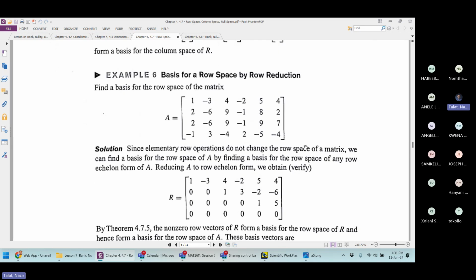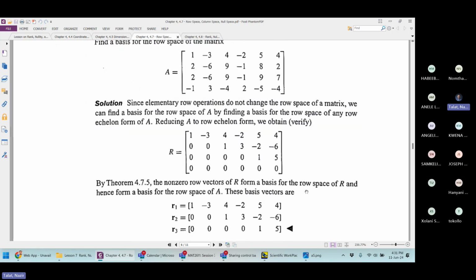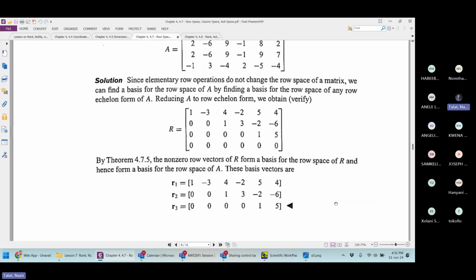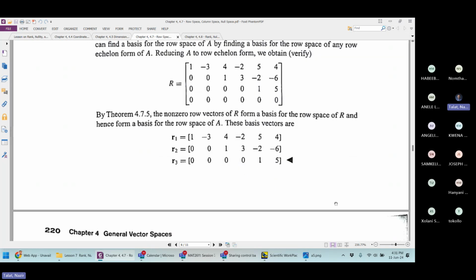Here you can apply the elementary row operation, and you can see that if the first three rows are non-zero, then these three rows are the basis of the row space. The dimension of the row space is called the rank, that is, the number of non-zero rows in an echelon form is called the rank. Here the dimension is 3, because there are three non-zero rows. So the rank is 3.